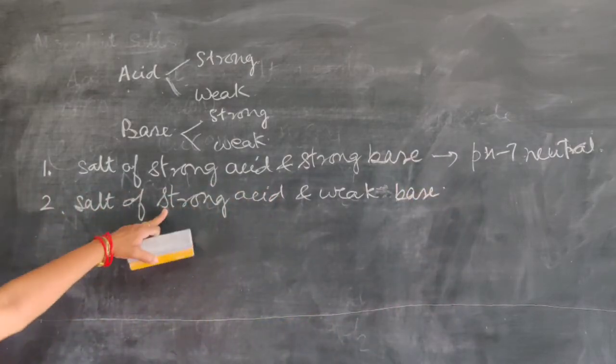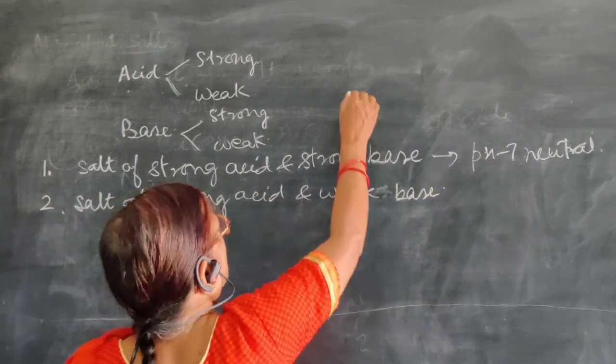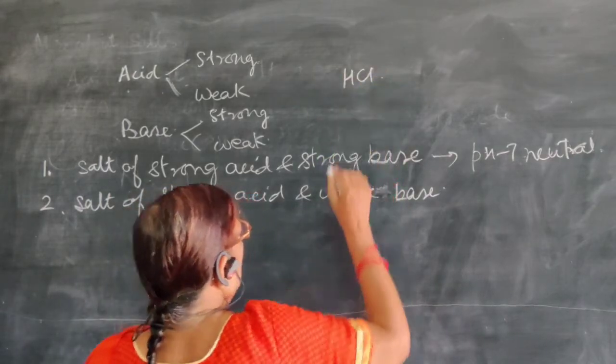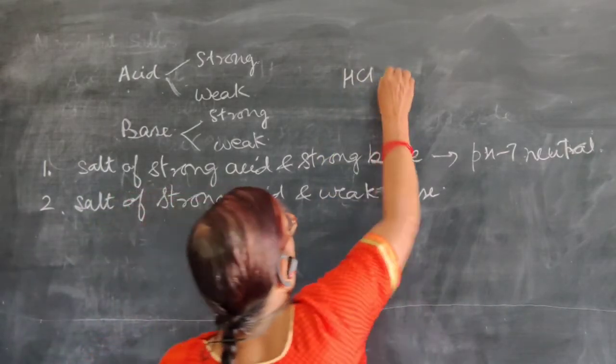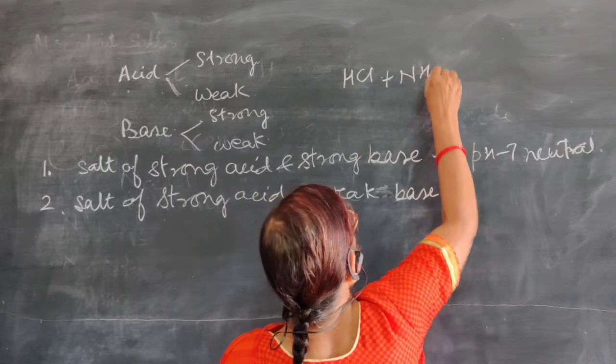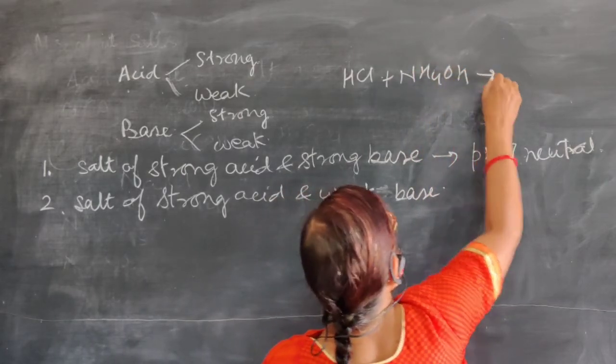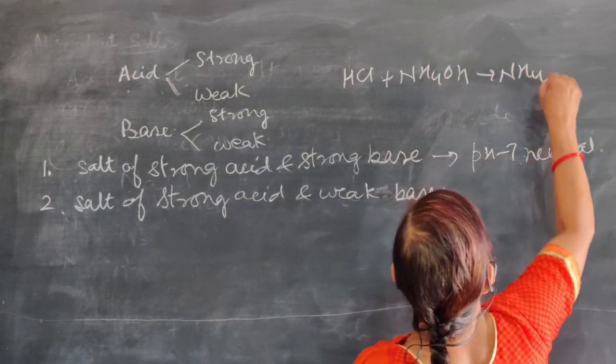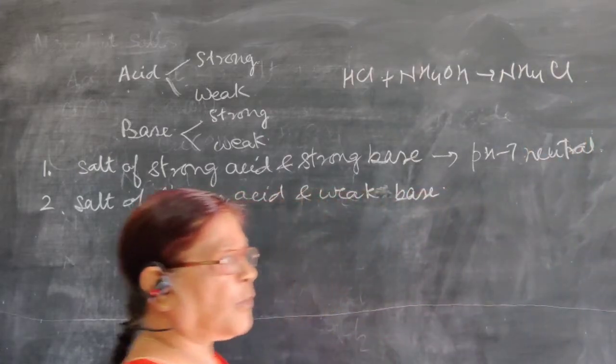Now here the acid will be 100% ionized. We can take the example of HCl, and the weak base is ammonium hydroxide, that is NH4OH. When they combine, it forms ammonium chloride. So the example will be ammonium chloride.